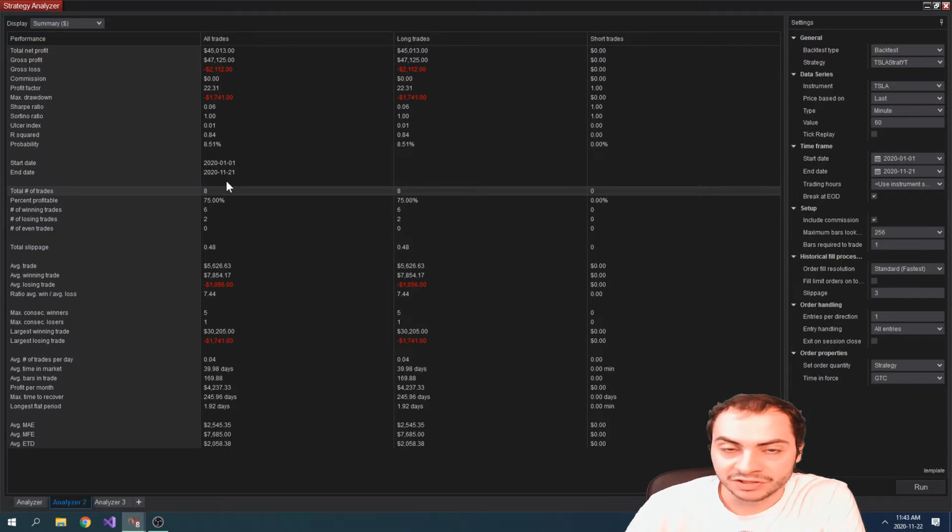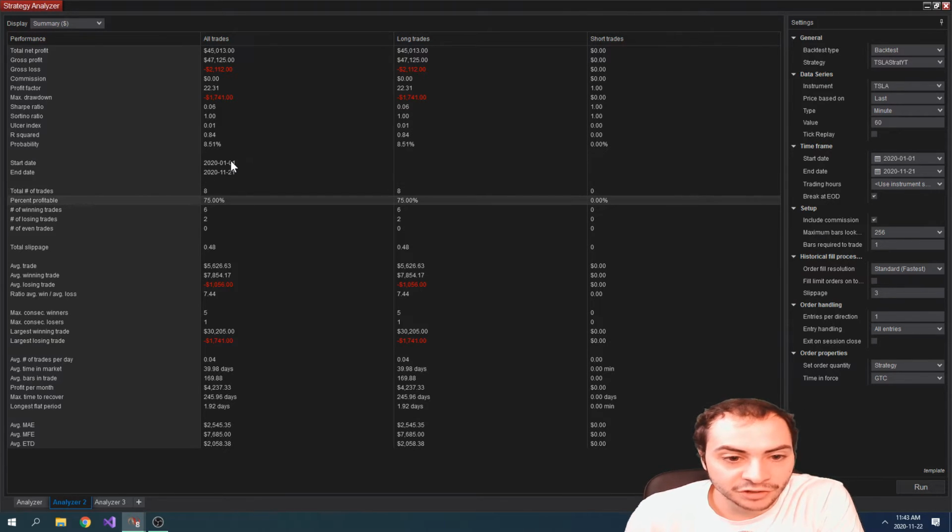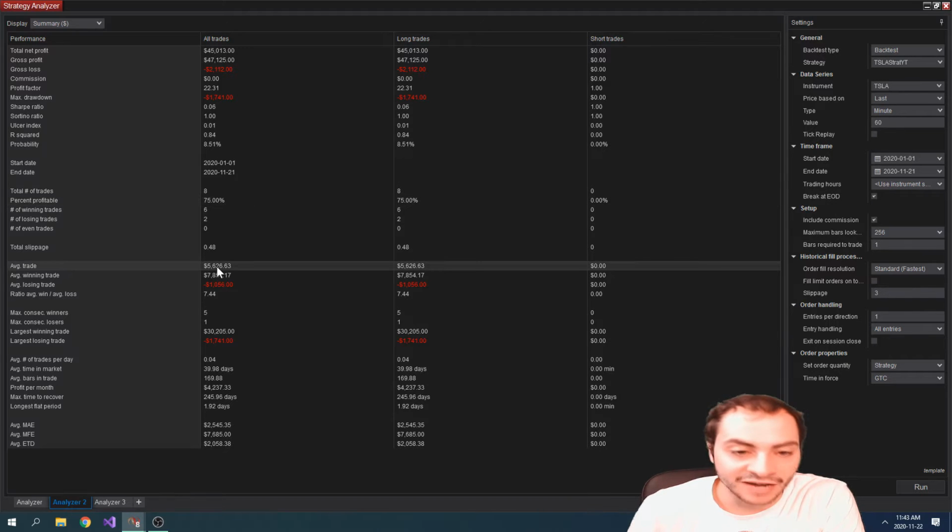I believe the SPY strategy previously was a lot more. So it's not trading very often. It's about making one trade every month and a half. It has a 75% win ratio overall. On average, you can expect to make $5,600 in profit if you're trading 100 shares. Once again, if you're trading 10 shares, you would just divide this by 10.